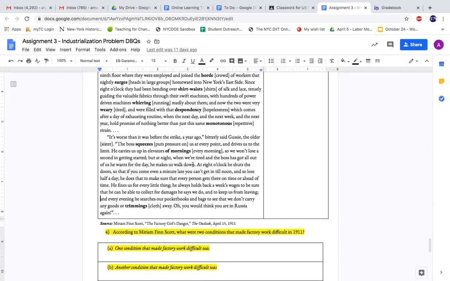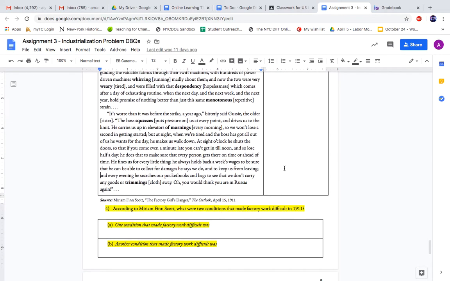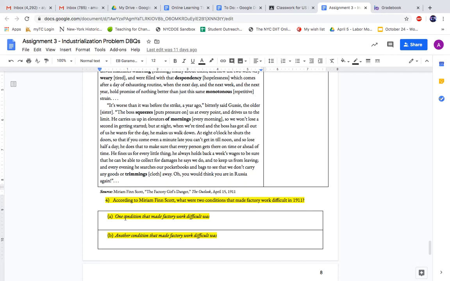So based on that document, give me 1 to 2 annotations over here and answer the question at the bottom. You can always email me or leave me a comment if you have any questions.